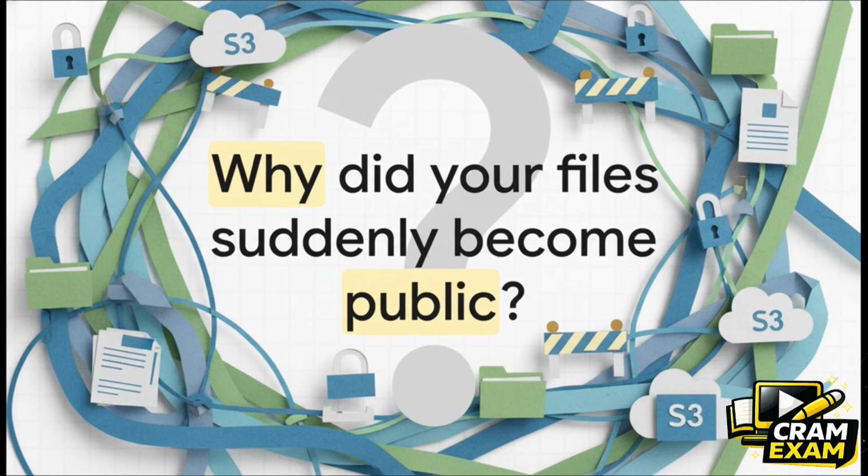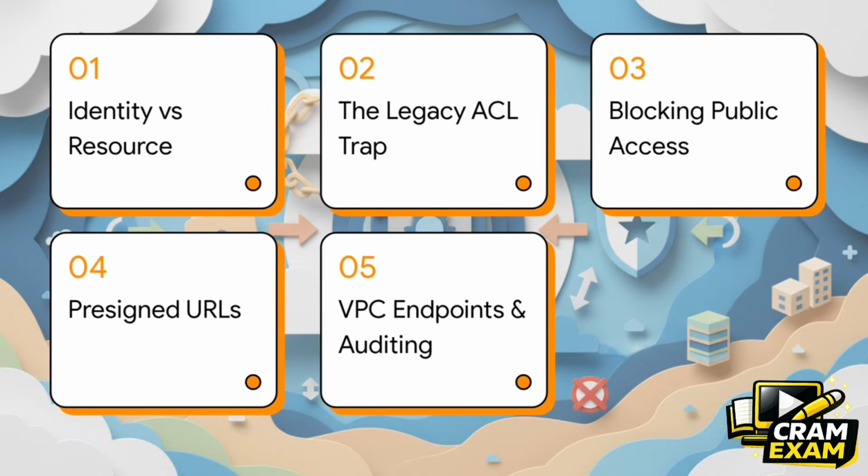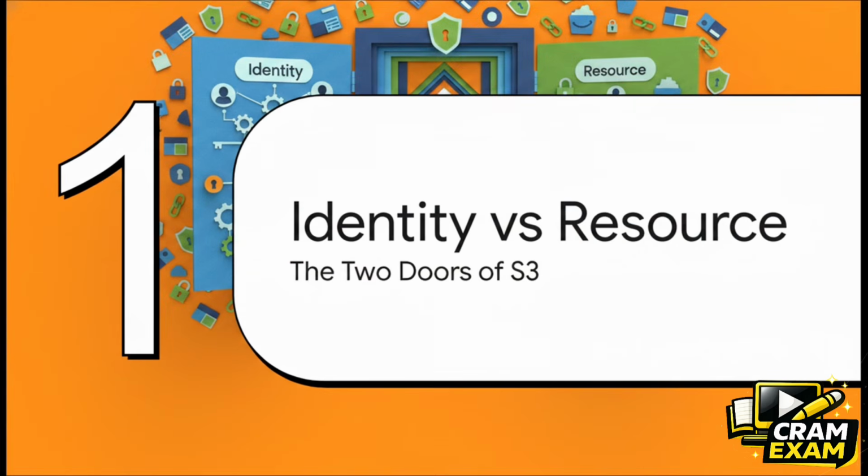It's almost never just one wrong click. It's usually a failure to understand how all these different security layers interact with each other. Okay, let's dive right into this explainer. I'm going to show you exactly how S3 permissions actually work in a real production environment, so you literally never leak data again. We're going to untangle this roadmap step by step. Identity versus resource policies, the legacy ACL trap, blocking public access, pre-signed URLs and encryption, and finally, VPC endpoints and auditing.